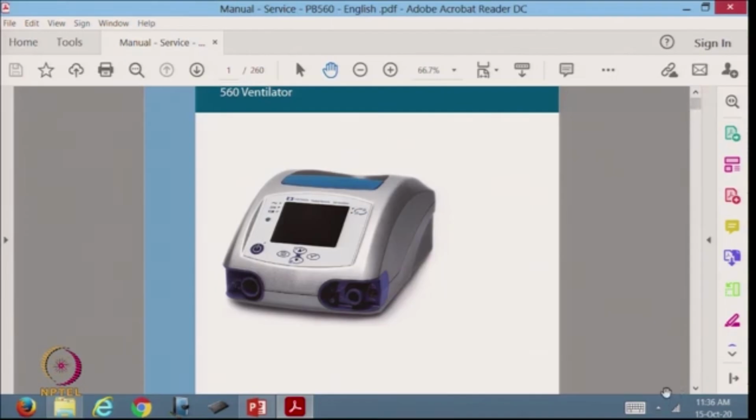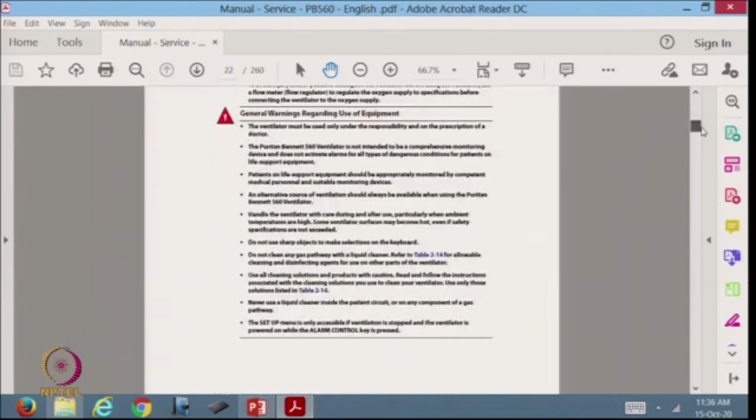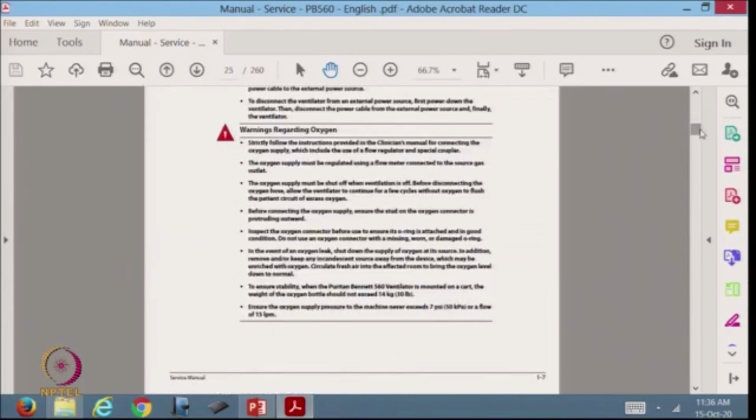But if you go and look at the specifications of this ventilator, and of course, there are many other companies whose ventilators compete in the market for similar purposes. When we come down and ask what all has been given, there is a huge amount of information. This is just one document I picked up, the service manual, and you can see here that it has 260 pages.